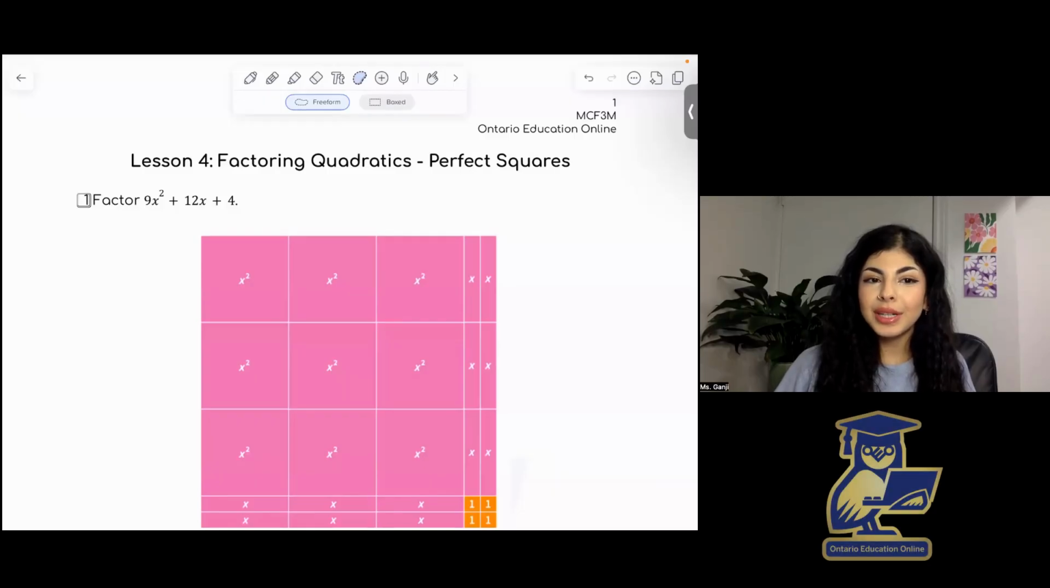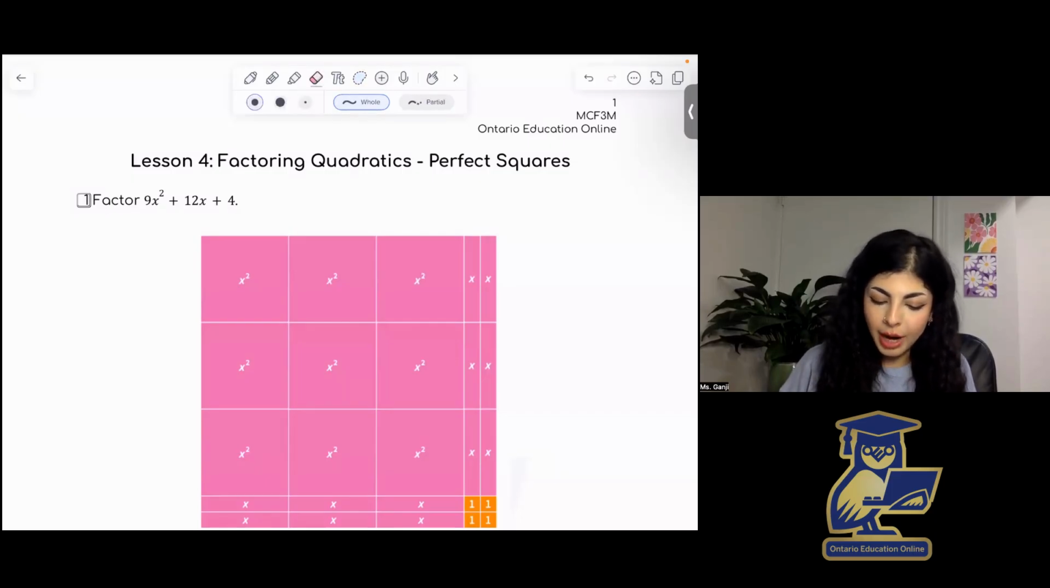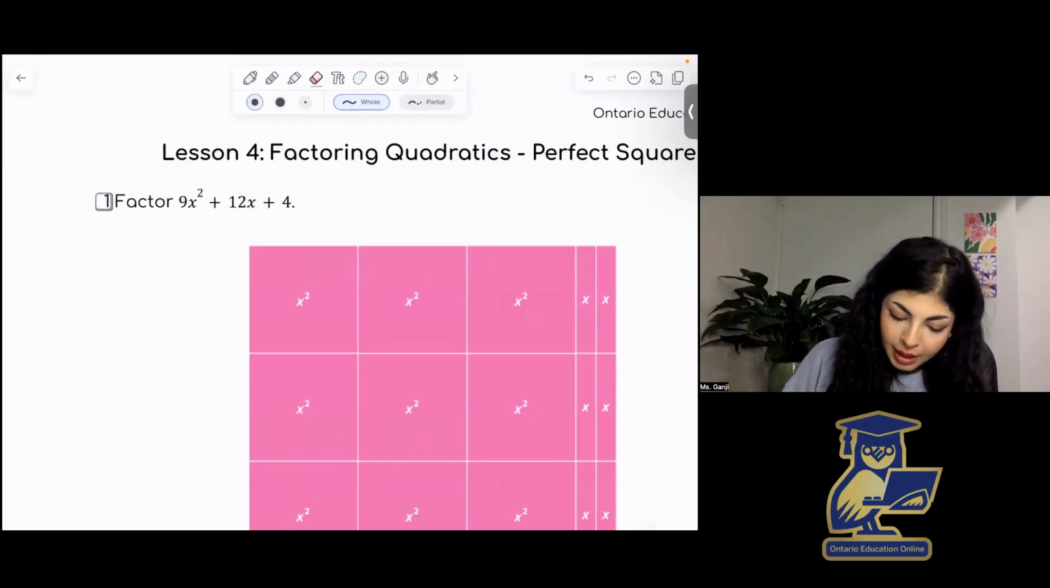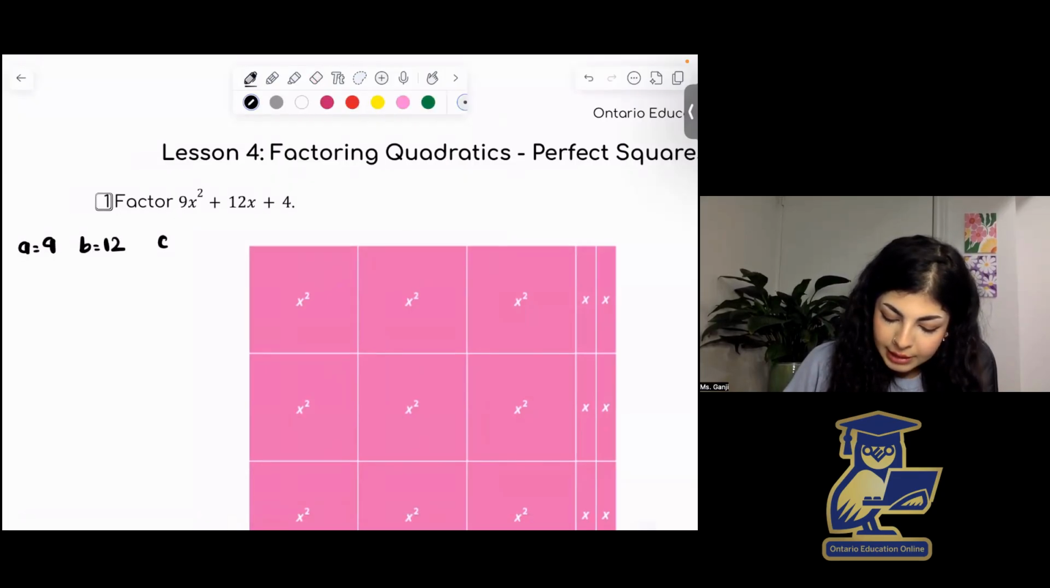Welcome back to our next lesson on quadratics, and specifically we're looking at a special kind of quadratic today, the perfect square. So by now you should be very familiar with factoring using the decomposition method, so let's try. Here we have A is 9, B is 12, and C is 4.